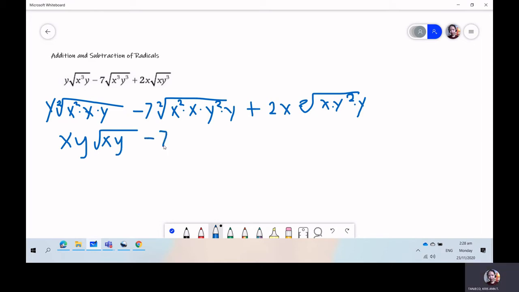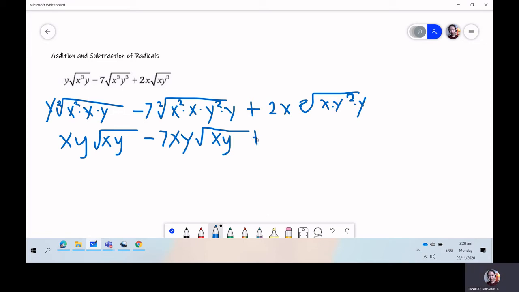Minus 7. We have here the square root of x squared, because the 2 here can be divided by 2, so we can just rewrite it as x on the outside. The same goes with y squared. The exponent is already divisible by 2, so we can just write it here. And then the remaining variables will be x and y.